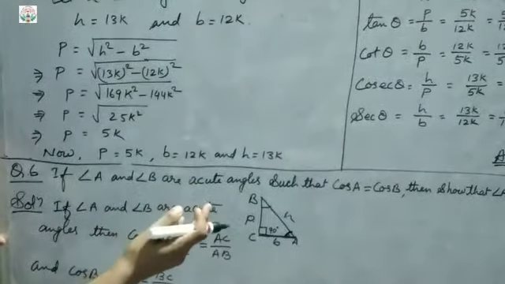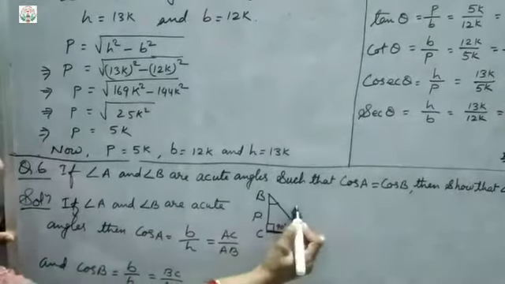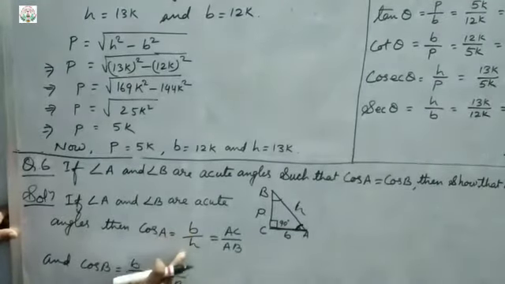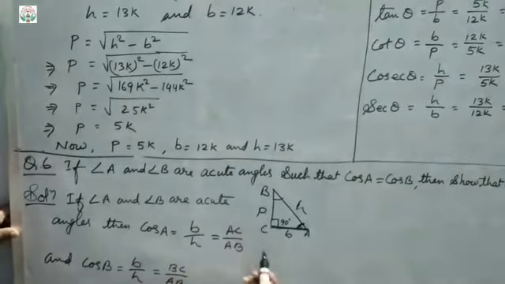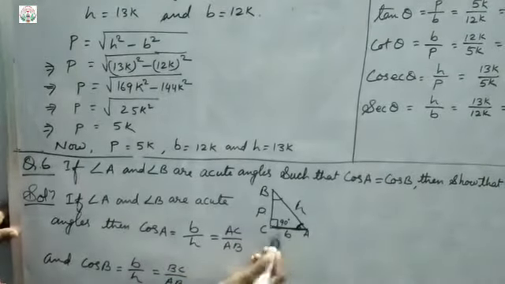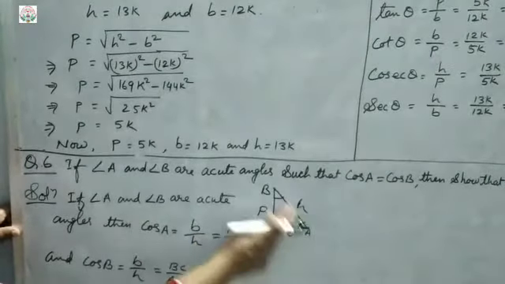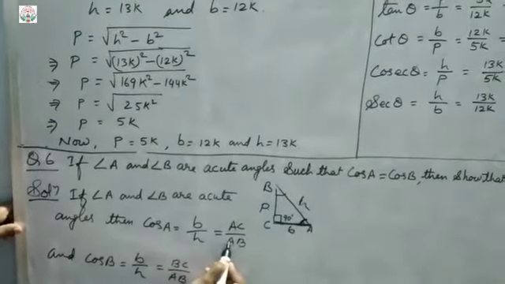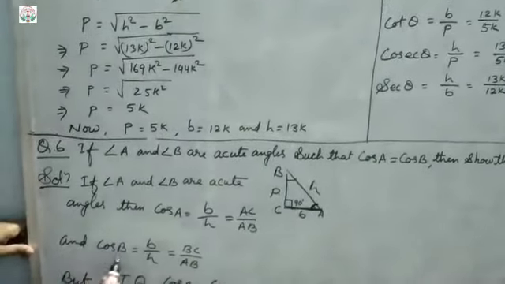Side will be hypotenuse, so that is h. Okay, so cos A equals, we know the formula, b upon h. So here what is b? AC is b, so AC upon AB, h is AB. So we wrote this. Clear? Understood?